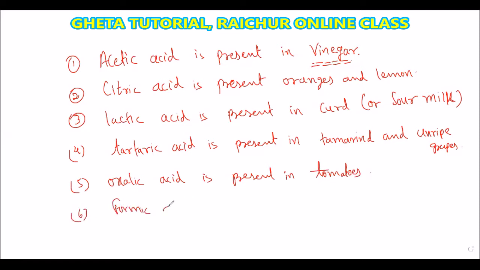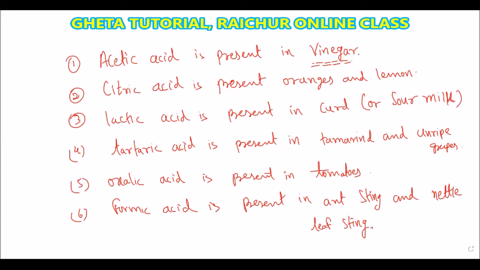formic acid. Where is formic acid present? Nettle leaf. When the nettle leaf stings, formic acid is present in it. When an ant stings your skin, you feel pain and irritation. Why do you feel pain and irritation? Because they inject which acid? Formic acid. Like the nettle leaf, when you touch it, you feel a little pain and irritation because they also inject formic acid.